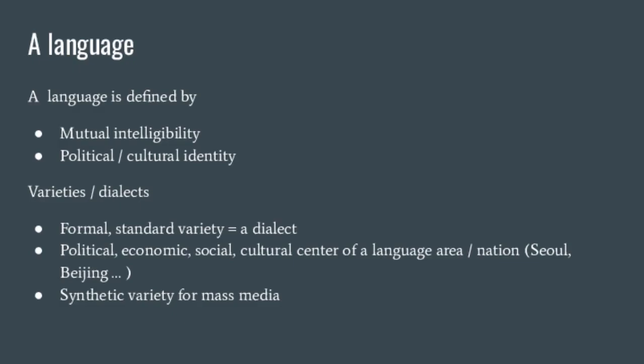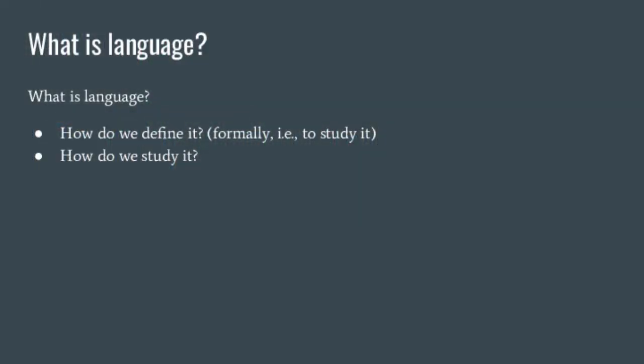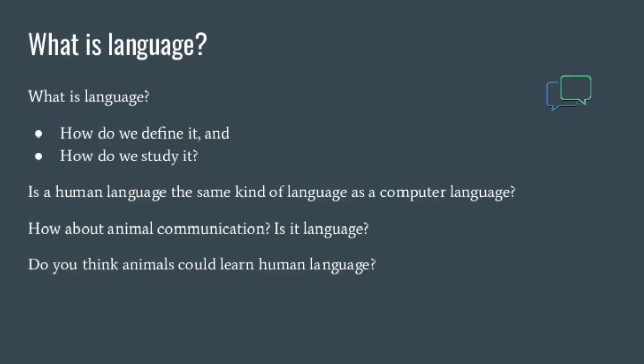So defining a language itself is tricky. It's partly mutual intelligibility, but it's also political, social, cultural identity too. So it's really complicated. Now, what is language? Language in general, like human language. How do you define it? Is human language the same as animal communication? Is human language the same as computer language? Not really.